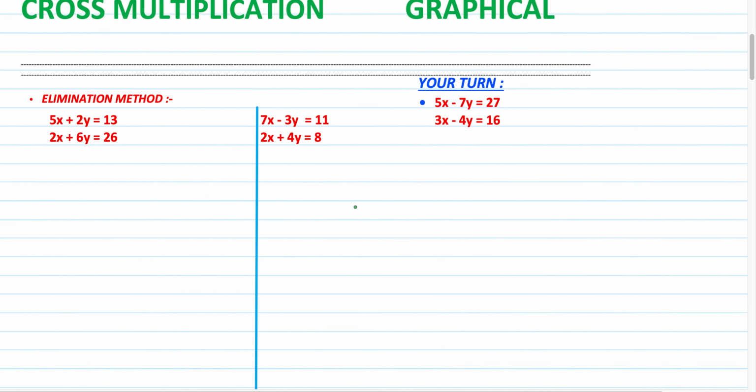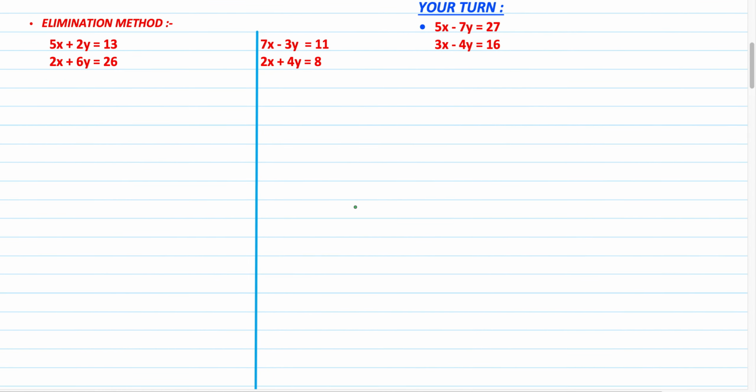Okay, so now let us start with the first method, that is the method of elimination. See what exactly this method tells us. The word elimination suggests that we have to eliminate one of the variables. It's fully up to us which variable we want to eliminate. There is no condition that you have to eliminate this variable or that variable. You can eliminate any variable of your choice. So for this equation I'm going to eliminate x.